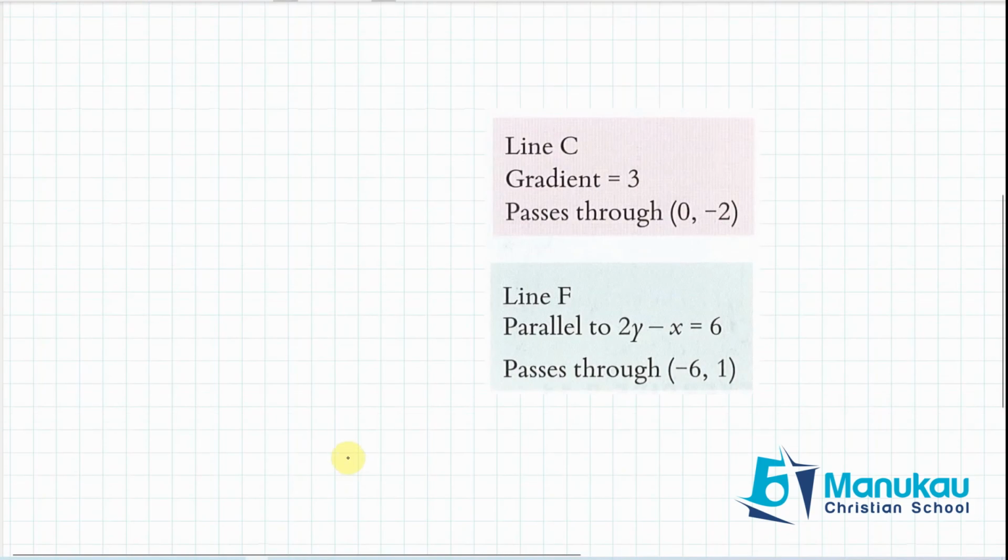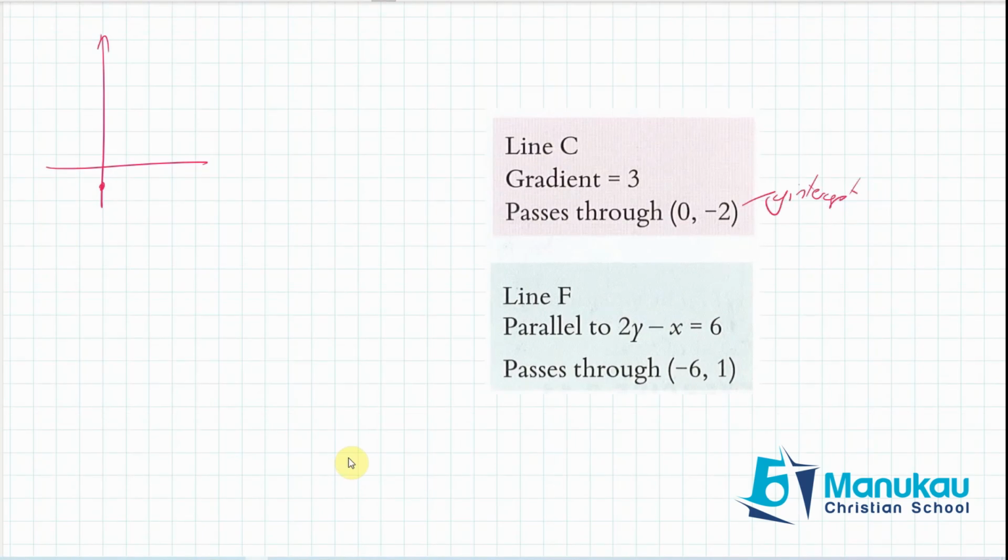Okay, I've got to write down some equations of some lines here. So I'm going to try line C. I know that the gradient is equal to 3, and it passes through 0, 2. Now, if I were to draw this, 0, minus 2 is here. So I know that that is actually my y-intercept.